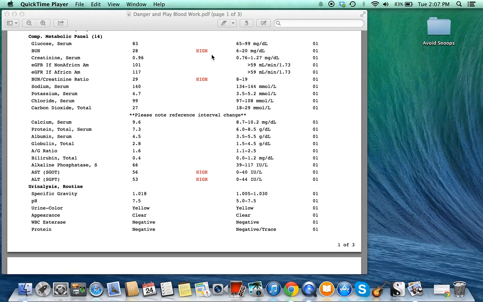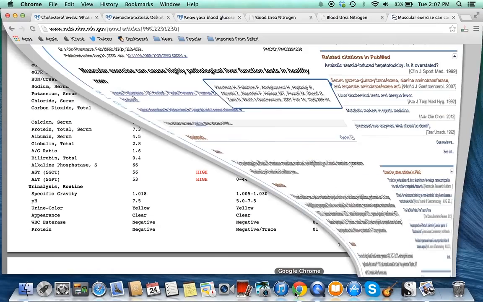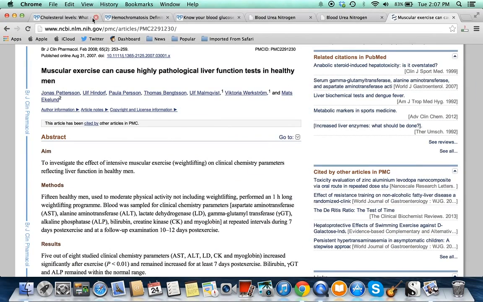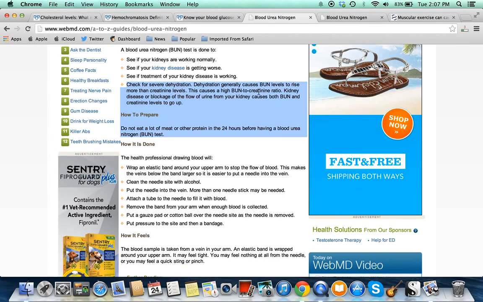Now, let's look at this. High. BUN. What in the world is BUN? Is this high and should I be concerned? And what about this BUN creatinine ratio? That is high too. Oh my gosh, should I be concerned? It says that it's high. High just means it's outside of the range. And what that means is it's something you need to flag for yourself, and it's something that your doctor needs to flag. So what are we going to do?